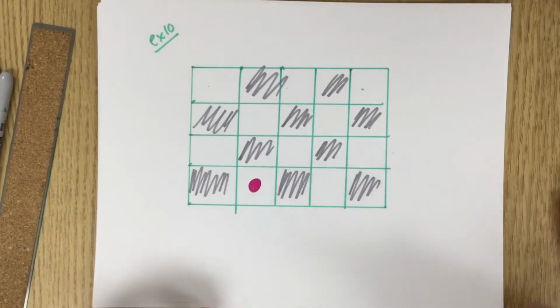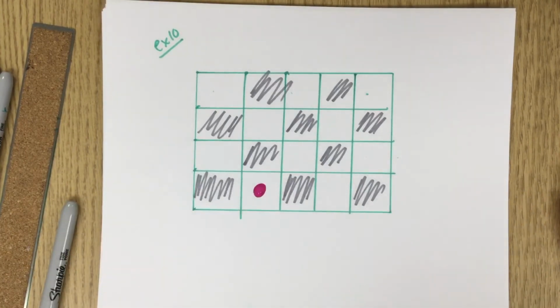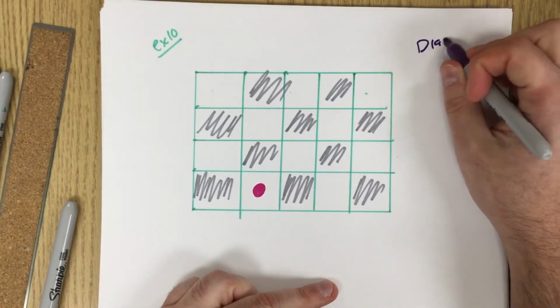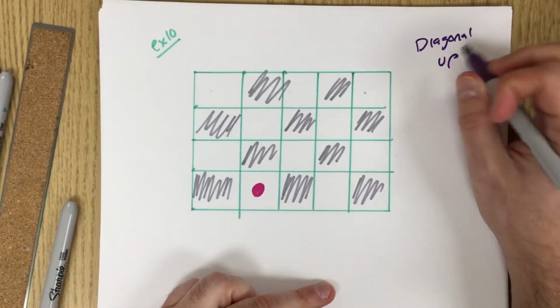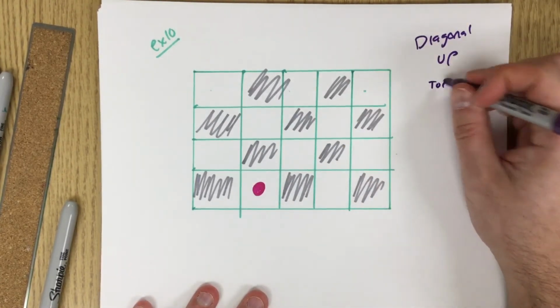Our last example here. This is just showing it a slightly different one. Imagine this is a checkerboard, and so we can move diagonally up. So we're going to move diagonal up. And I want to know how many ways to get to the top.